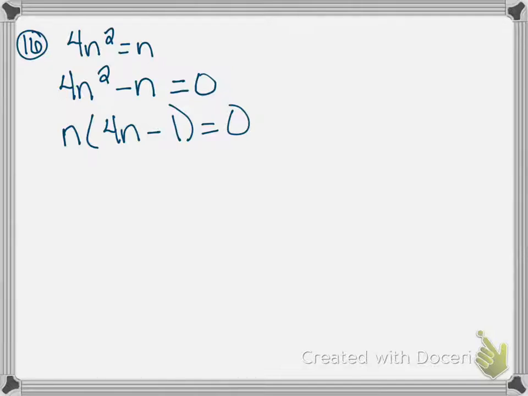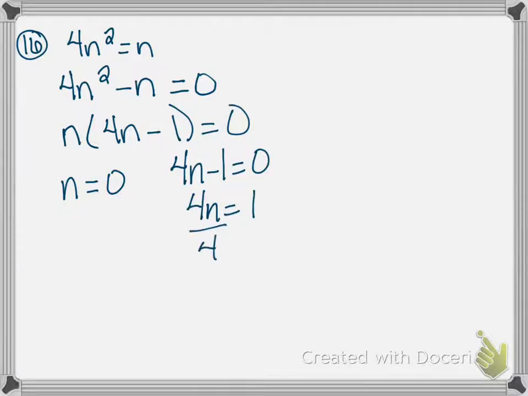The next thing that I'm going to do is put each factor equal to 0. So I'm going to have n equals 0. I don't have to do anything else right there. 0 is one of my solutions. Then I have 4n minus 1 equals 0. So 4n equals 1. Then I'm going to divide by 4, and so my other answer is n equals 1/4. So my two solutions to this are 0 and 1/4. Okay, so let's move on to the next one.